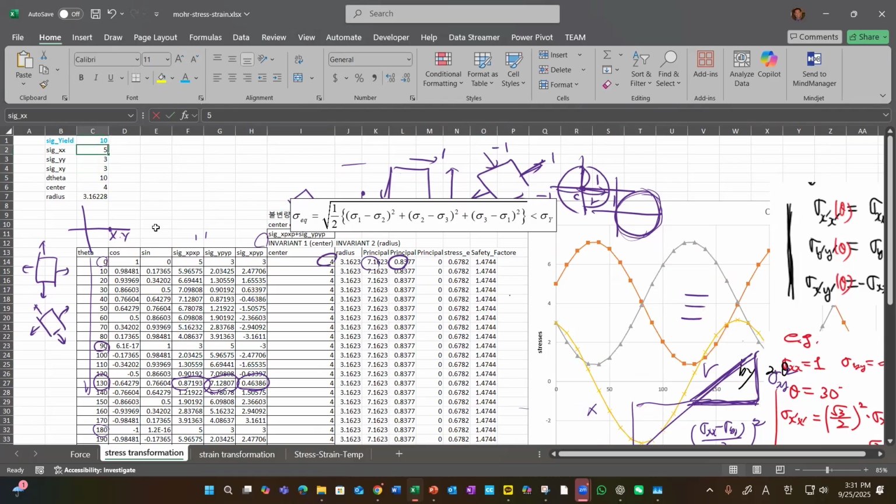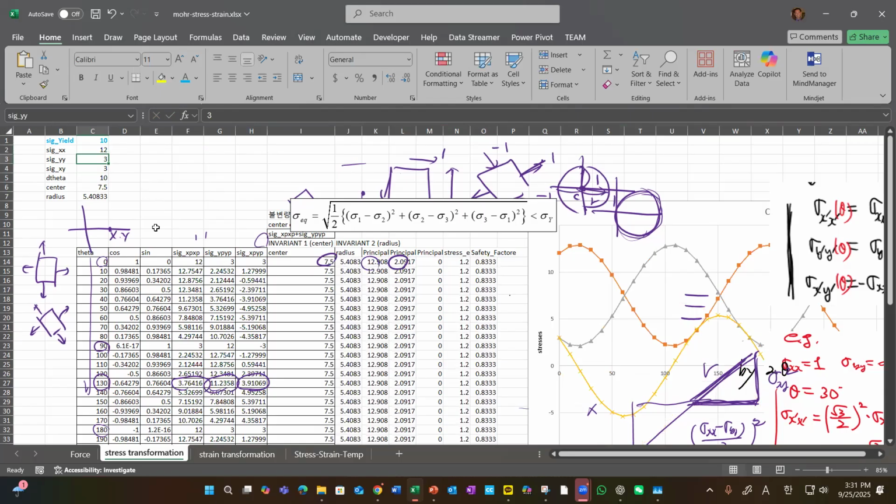Now what if we apply the 12? Oops, safety less than 1, and then stress equivalent is above the 1. That means we are not safe. Okay, we are not safe.